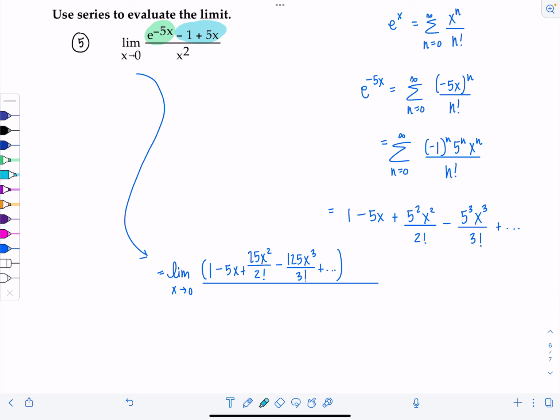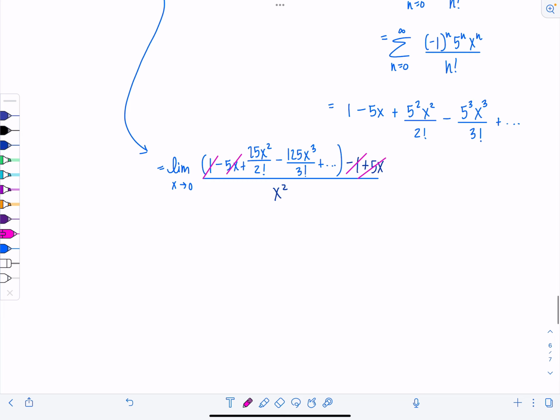So minus 1 plus 5x. Most likely they'll cancel. That's how this has been going, over x squared. Oh, indeed they do. Look, minus 1 plus 1. Minus 5x plus 5x. Goodbye. And then who's left?